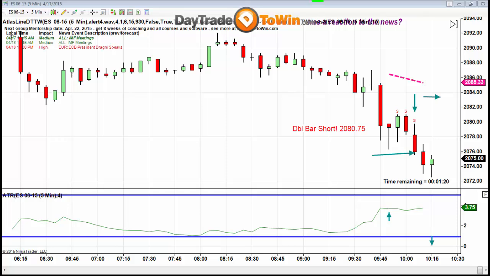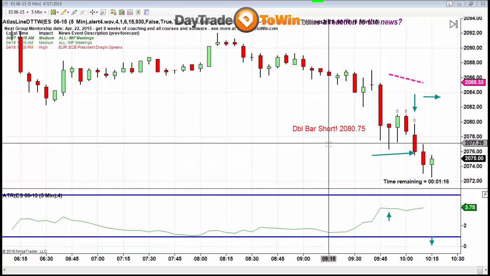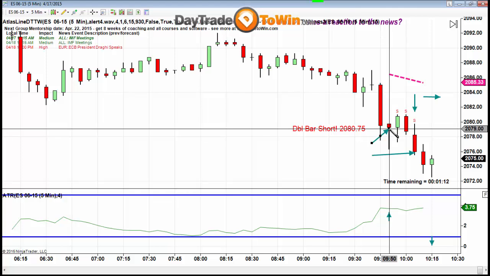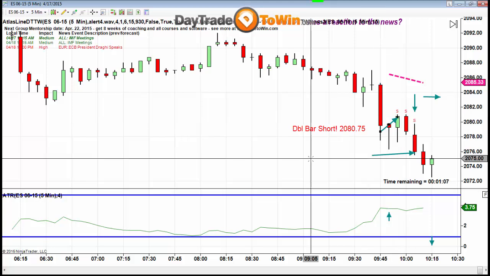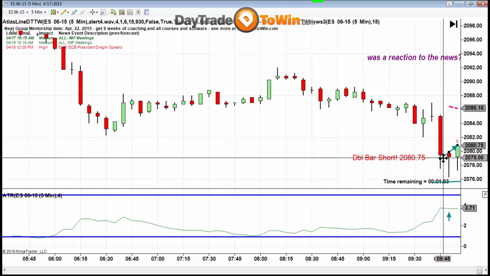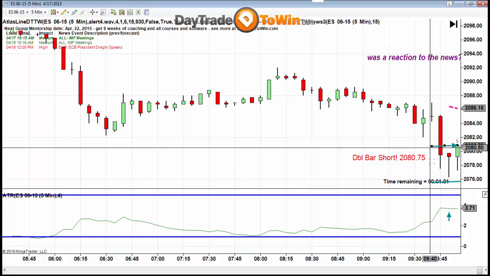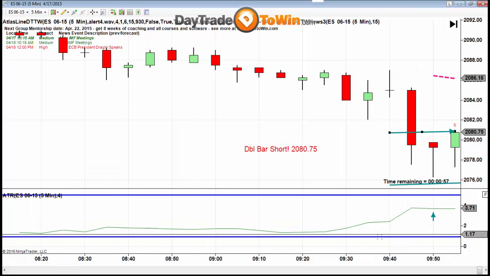Peter, 3.5 points from where? 3.5 points for this trade from the entry. So the entry was 20.8075. The closing price, 20.8075, my mistake. It's this green bar right here. So the entry is 20.8075. The close, Peter, of the second candle.